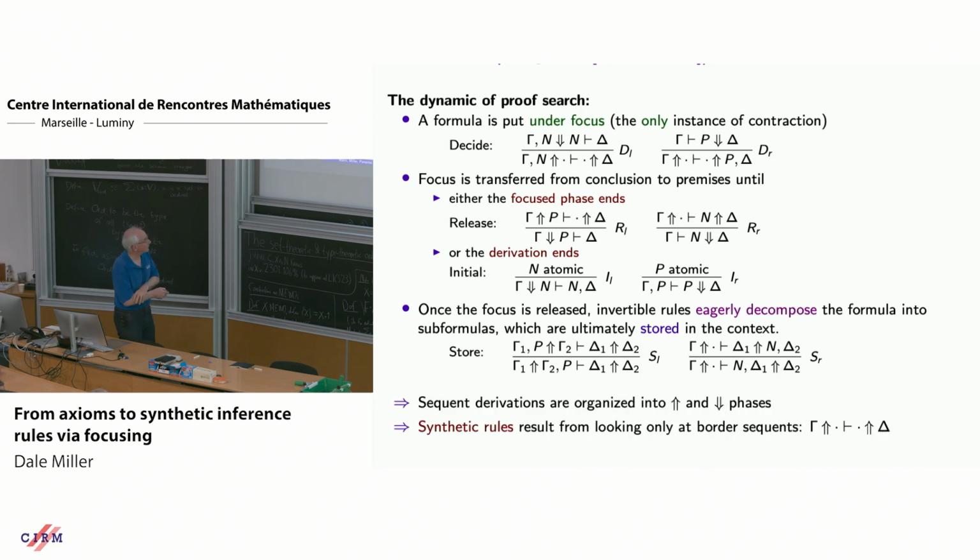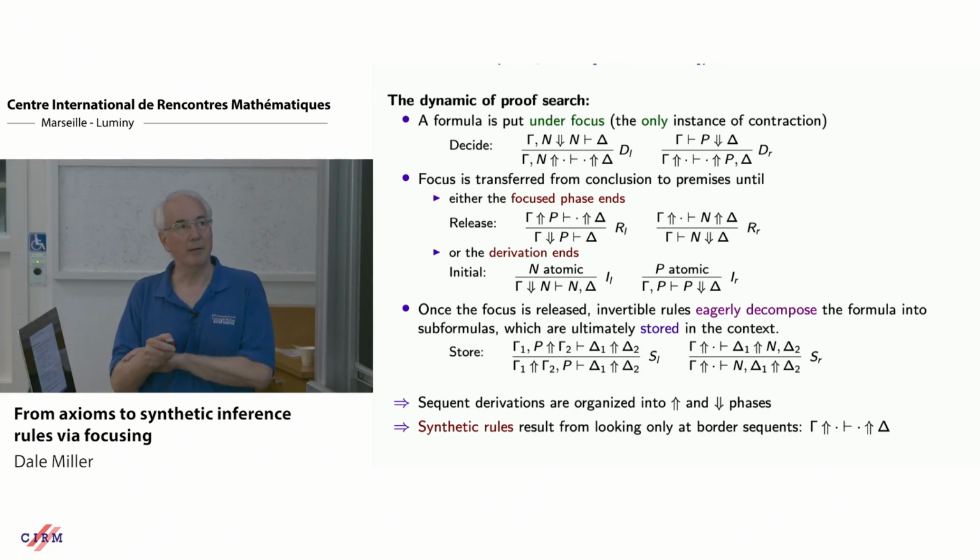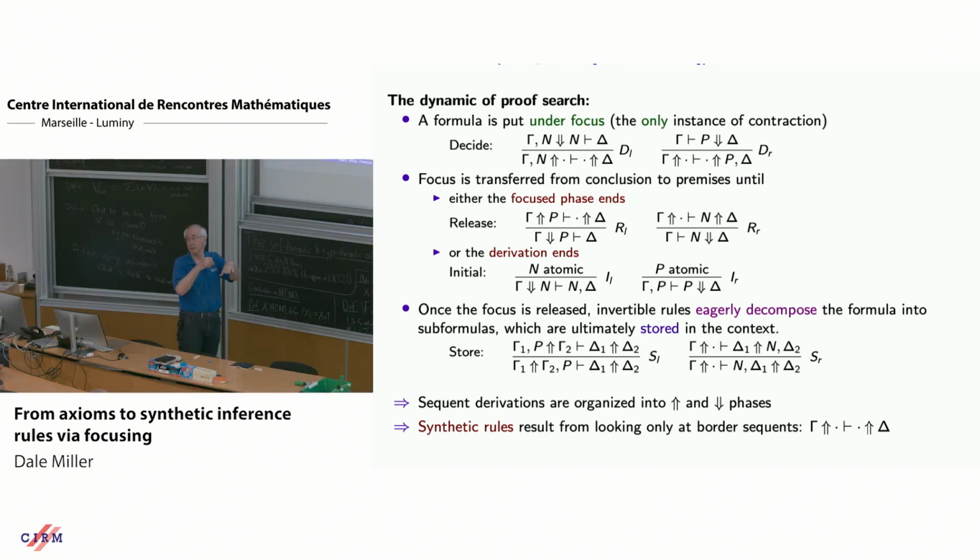All right. So we now organize sequent systems into up and down phases entirely. And a synthetic rule is actually the result of looking only at the border sequent. So a border is now something which is up arrow, and there's nothing to be dealt with. So the only way to prove a border sequent now is to make a decide. Okay? So at that point, the character of what comes next is determined from that choice.